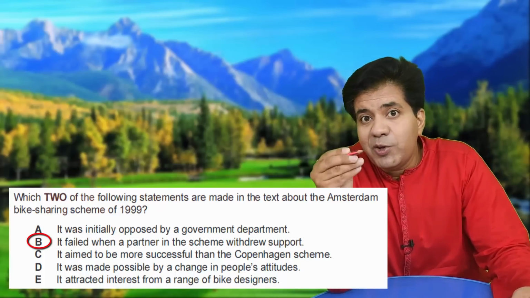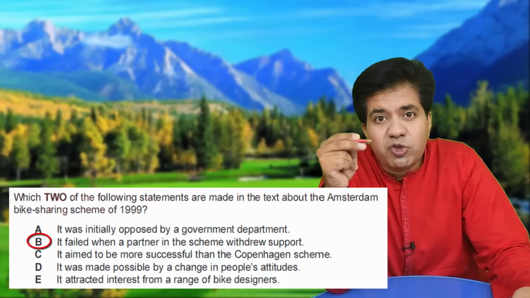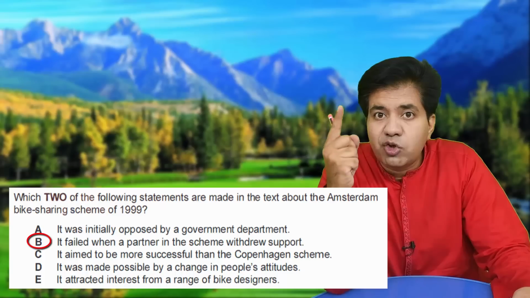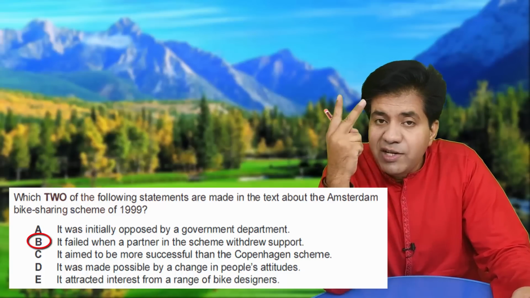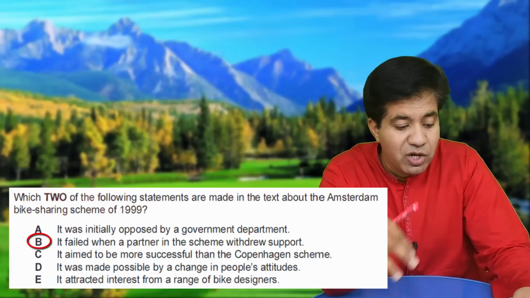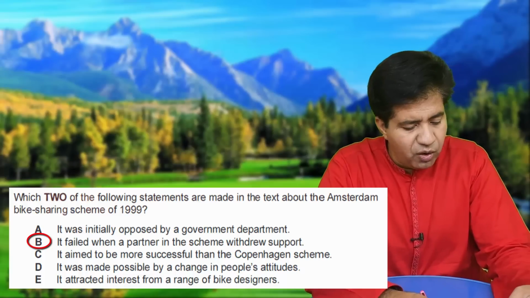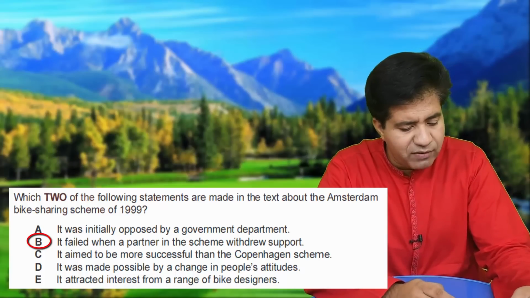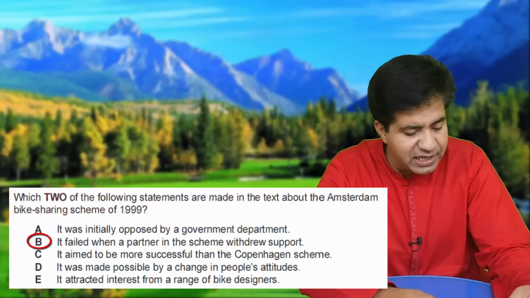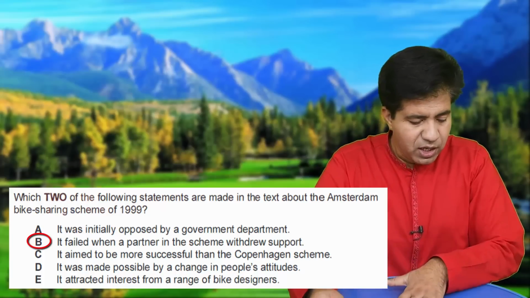Now let me tell you, it is not easy. In order to reach there, you should have strong reading skills, strong scanning skills, then strong skimming skills, and then reading comprehension. So without that it will be difficult. Okay, let's go on. Then we read about oppose the government. Once we selected B, let's see. The other options are aim to be successful, then Copenhagen, made possible by changing people's attitude, and it attracted interest.